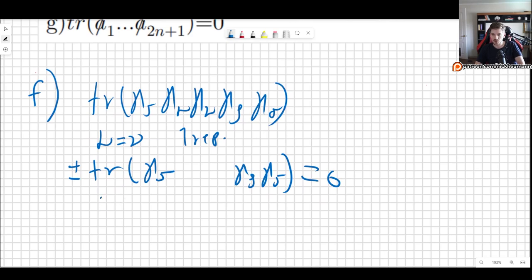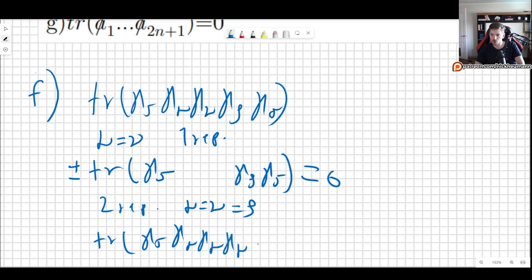What happens if there are two repeated? So let's say that mu is equal to nu is equal to rho. So in that case, we have the trace of gamma 5, gamma mu, gamma mu, gamma mu, gamma sigma. So here again, two of the mu's cancel out. They give us plus or minus, depending on which case it is. And then we have gamma 5 and two more, which is 0.